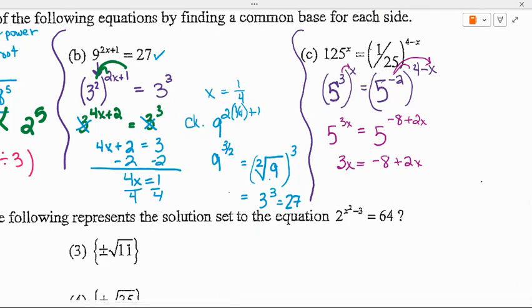So now what? Divide both sides by. Are we ready to divide? Yeah, good job. Let's subtract the 2x first. Right? Get all your variable terms on one side. So this just says that 1x equals -8.